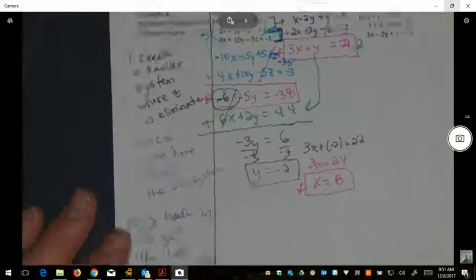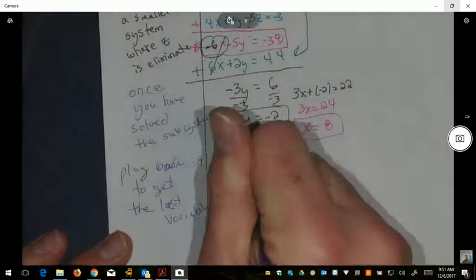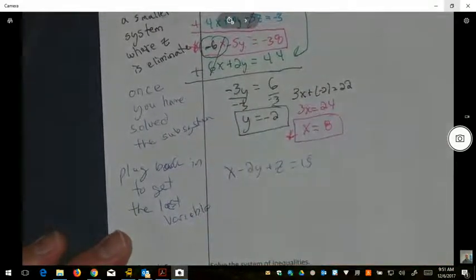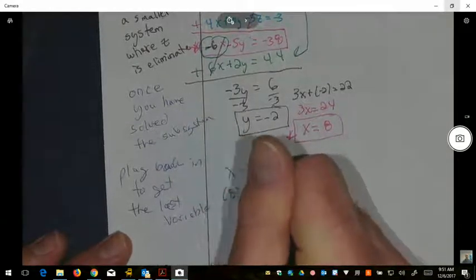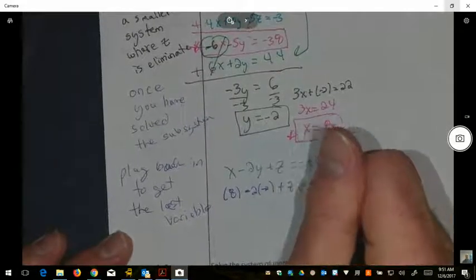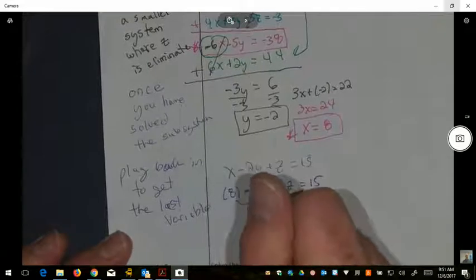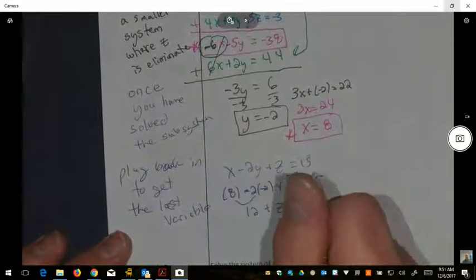Sorry. Plug it back in to get the last variable. So the equation up top is x minus 2y plus z is 15. That looks like the easiest one for me to plug it in. So my x is 8 minus 2 times negative 2 plus z equals 15. So that actually is positive 4. 8 and 4 adds to 12, which means z is 3.